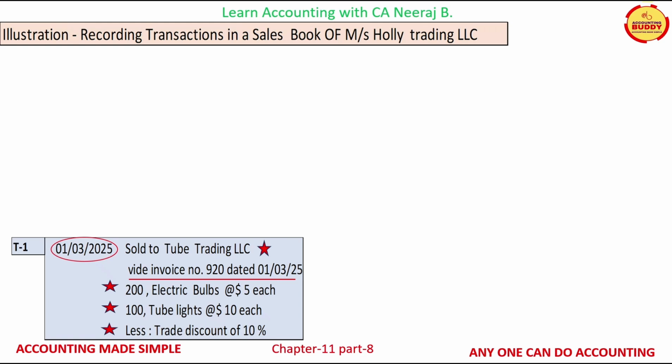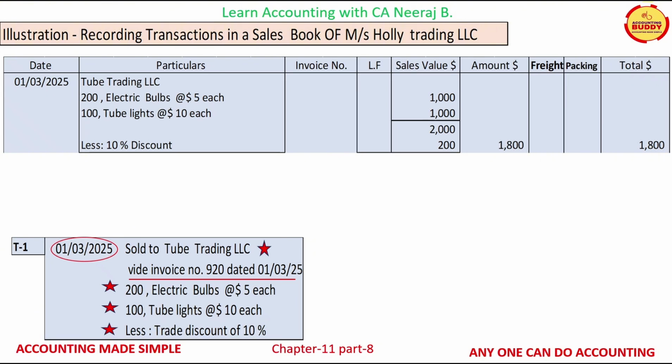This transaction will be recorded in the sales book of Messrs. Holy Trading LLC as displayed on your screens. The transaction will be recorded on the date, that is 1st of March 25, on which the transaction actually occurred. Name of the customer, Tube Trading LLC, together with the complete description of the goods is also written under the particulars column. The value of each item of goods sold is written under the sales value column. The total gross sales value is also written in the sales value column, which in our illustration comes to $2,000.